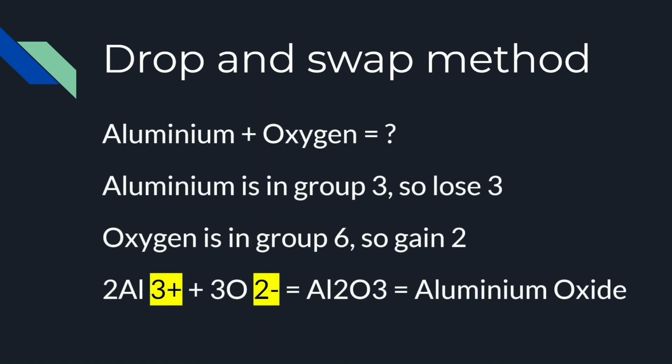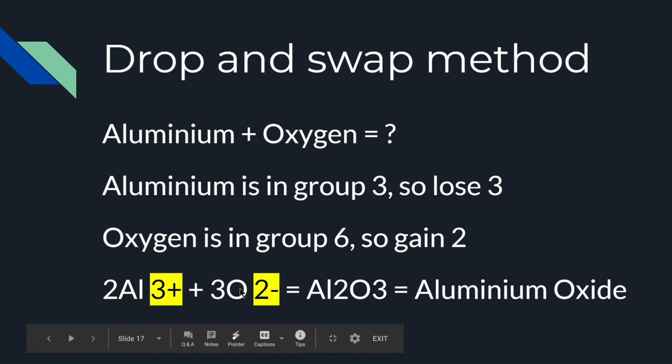So again, we have aluminium plus oxygen. We know aluminium is in group 3, so it has to lose 3 electrons to have a full outer shell. Oxygen is in group 6 on the other hand, so it has to gain 2. Again, we know aluminium loses 3, so it must be a 3 plus charge because it's losing 3 electrons. And oxygen, on the other hand, gained 2 electrons, so it must be 2 minus.